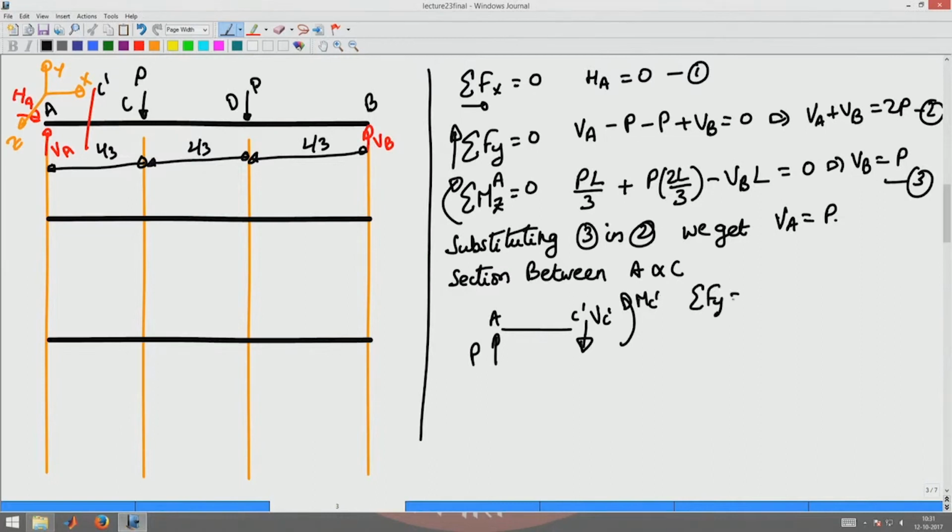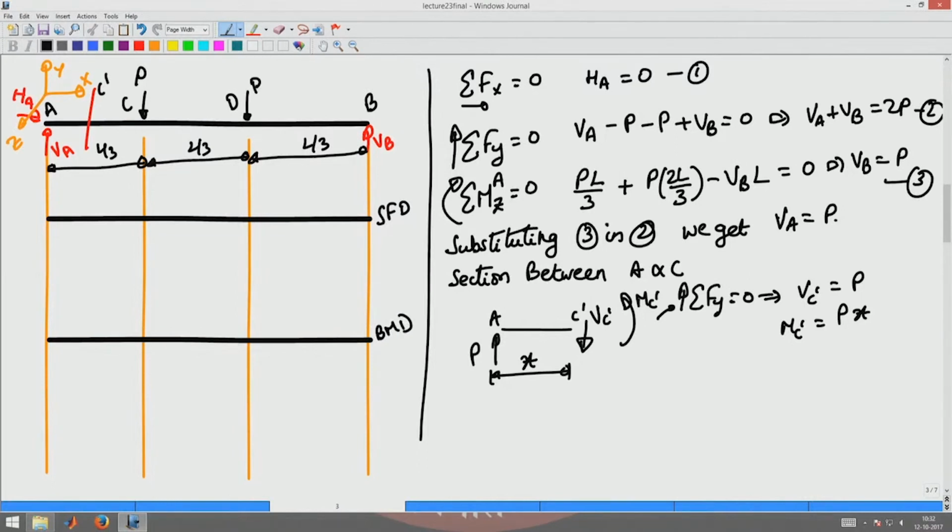Sigma Fy equal to 0 for this section tells me that V C prime must be equal to P, and M C prime must be equal to P into x, where this distance is x. So, the first line here is where I want to draw the shear force diagram, then the bending moment diagram in the second line.